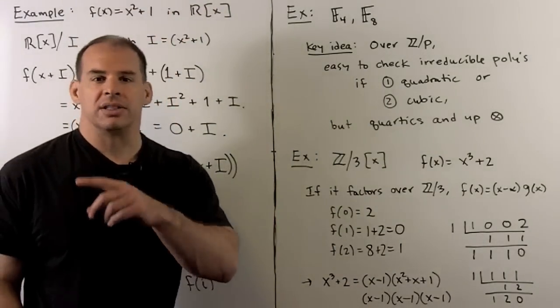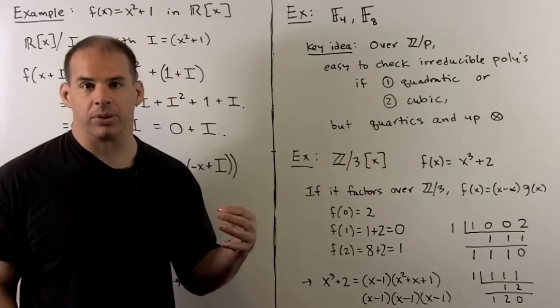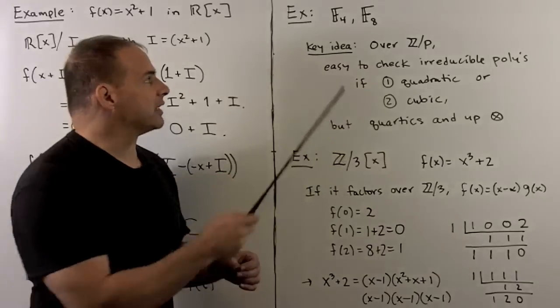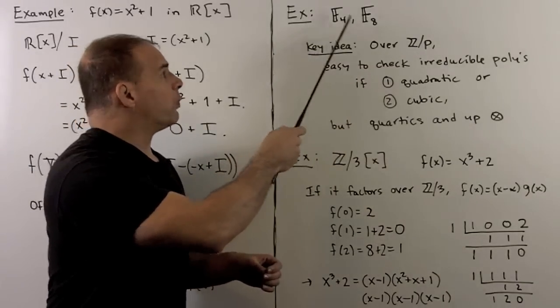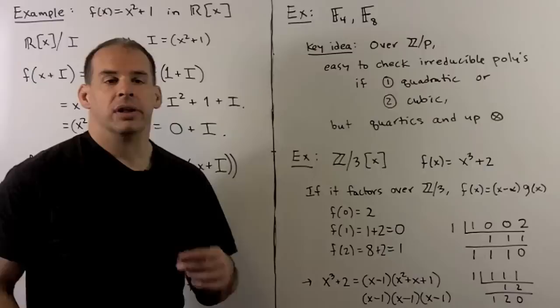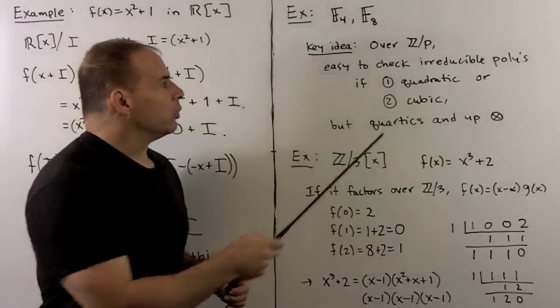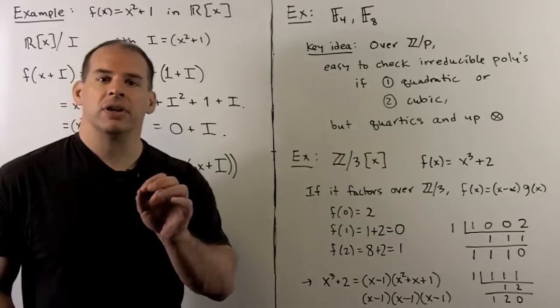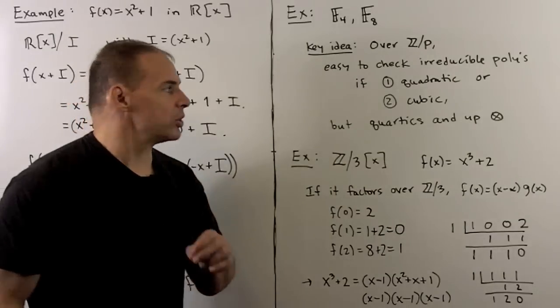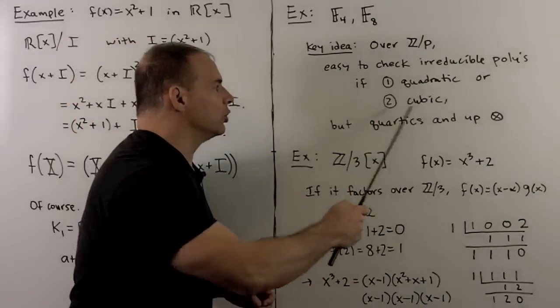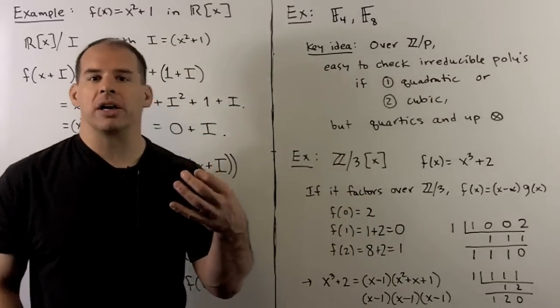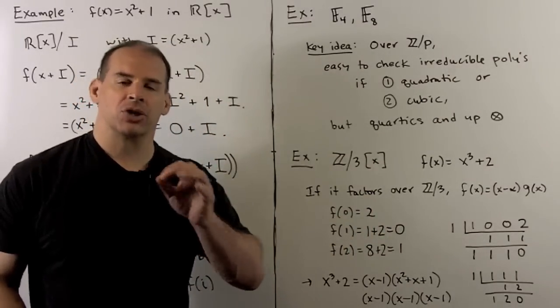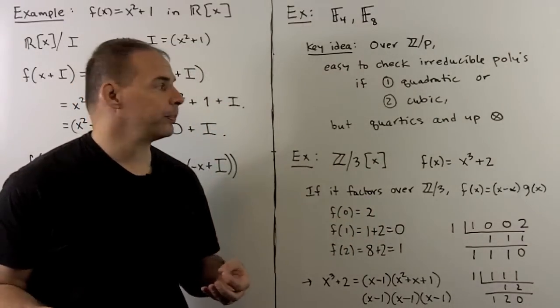Now, let's see this process in concrete examples. In fact, we've already checked out fields with 4 and 8 elements. The key idea, when we're working over some Z mod p with p a prime, is that it's not too tough to check for irreducible polynomials when you're working with quadratics or cubics. When we get past that, we have to actually start doing some real work.